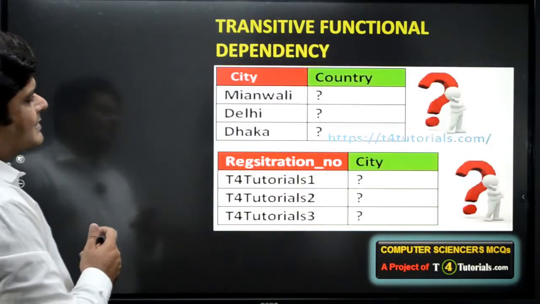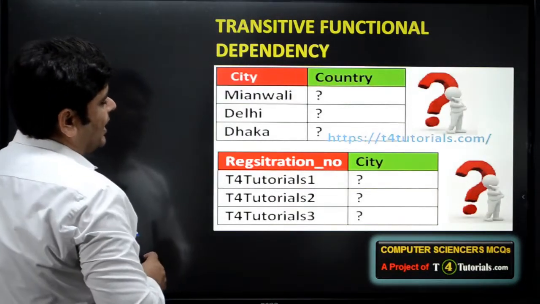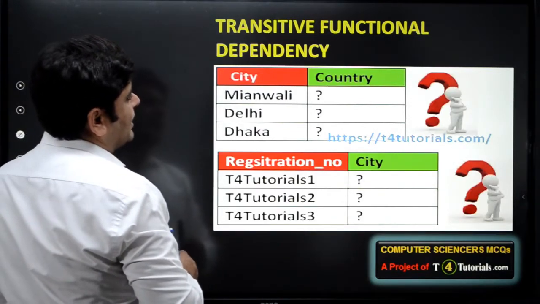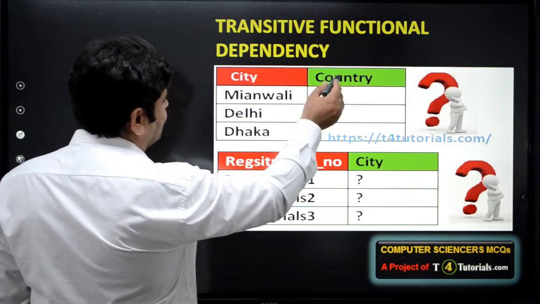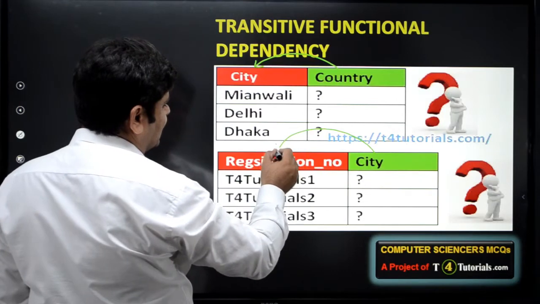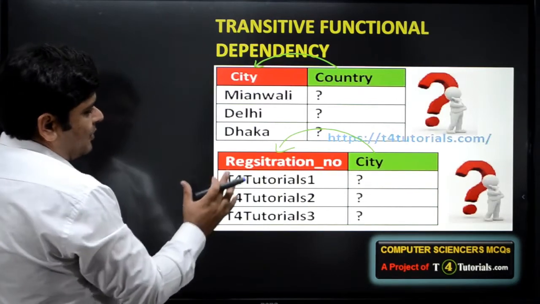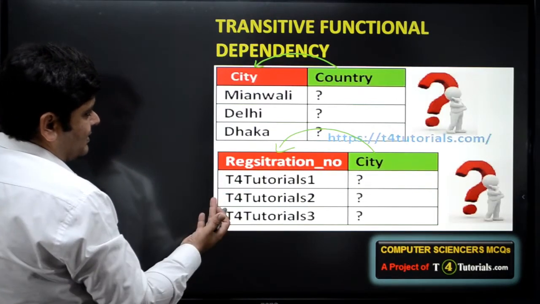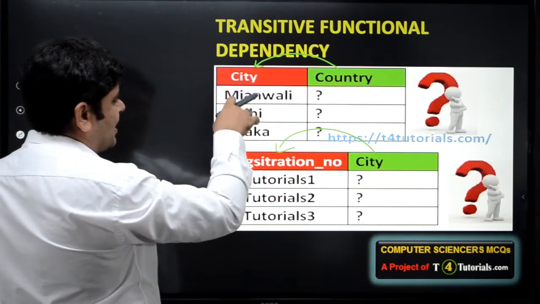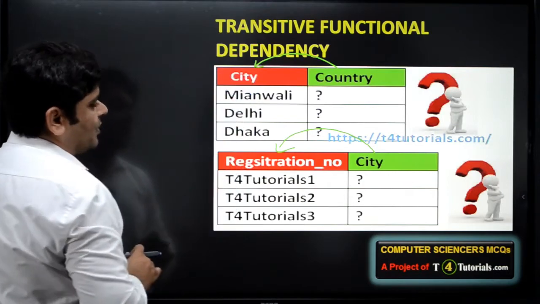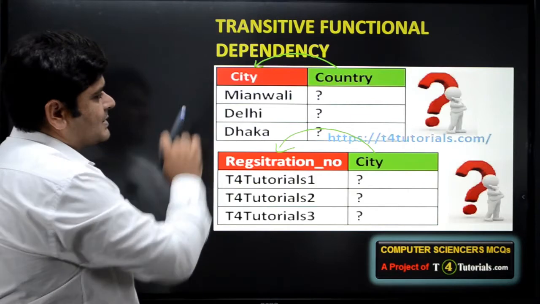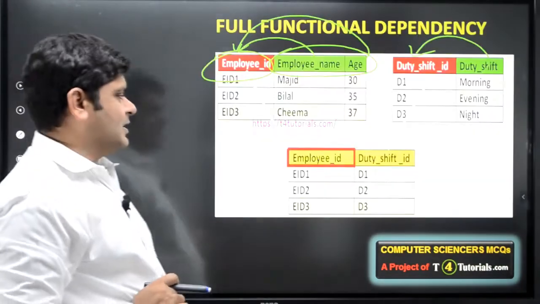And another dependency is transitive dependency. In transitive dependency, what happens, as you can see here, is that country depends on city and city depends on registration number. So this kind of dependency is called transitive dependency because country depends on city, and city is not such a strong kind of attribute because city also depends on registration number. So this kind of dependency is called transitive functional dependency.